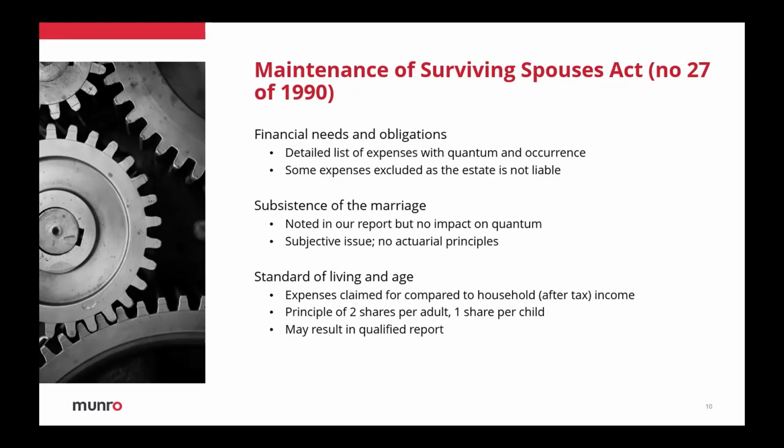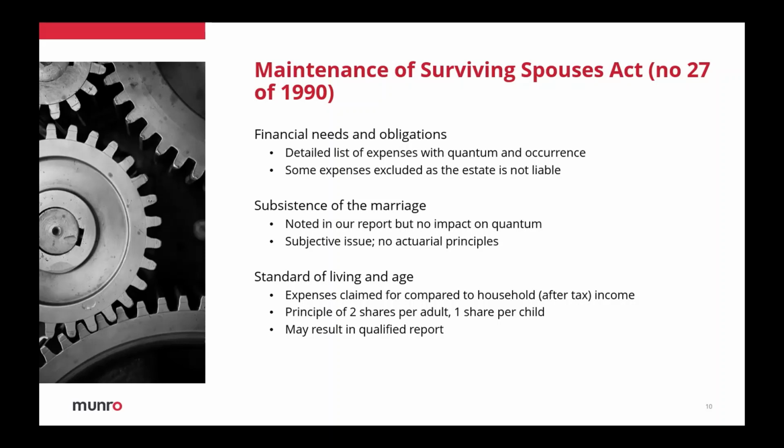On the subsistence of the marriage, we note that that's not really an actuarial consideration because there's simply no way to translate the term of a marriage into data. But we note the term in our report, and that's more a legal argument as to whether or not the maintenance amount should be adjusted, I presume, if the marriage has been of a very short duration.